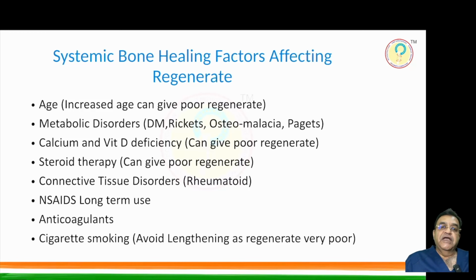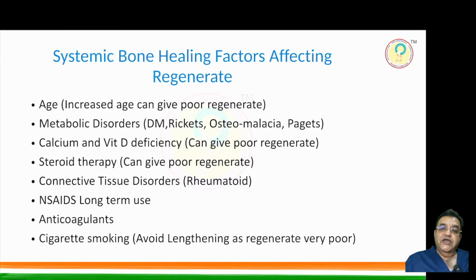Now, systemic bone healing factors affecting the regenerate. Age. Now, increased age can give poor regenerate. If you do corticotomy in younger age group, the regenerate is always better. Now, metabolic diseases like diabetes mellitus, rickets, osteomalacia, and Paget disease can cause problem with the regenerate. Calcium and vitamin D deficiency. Steroid therapy is known to reduce the regenerate. So you have to be very careful. And this steroid therapy also, there are so many autoimmune disorders where we give it. So you have to be very careful in dealing limb lengthening in these cases.